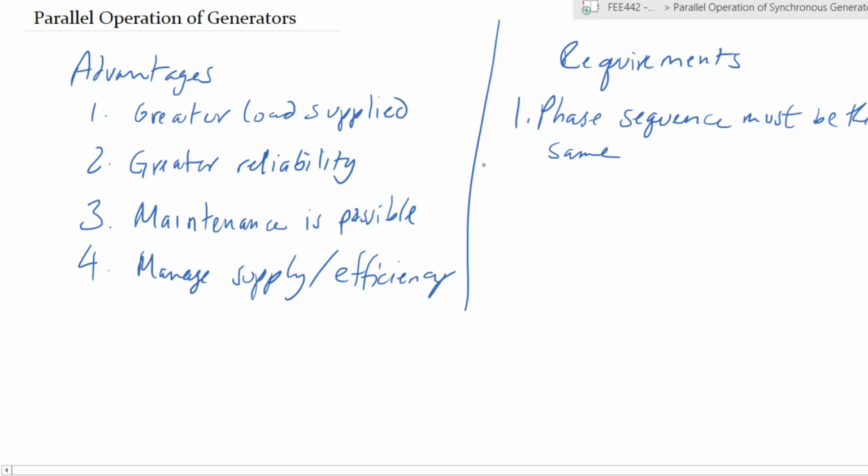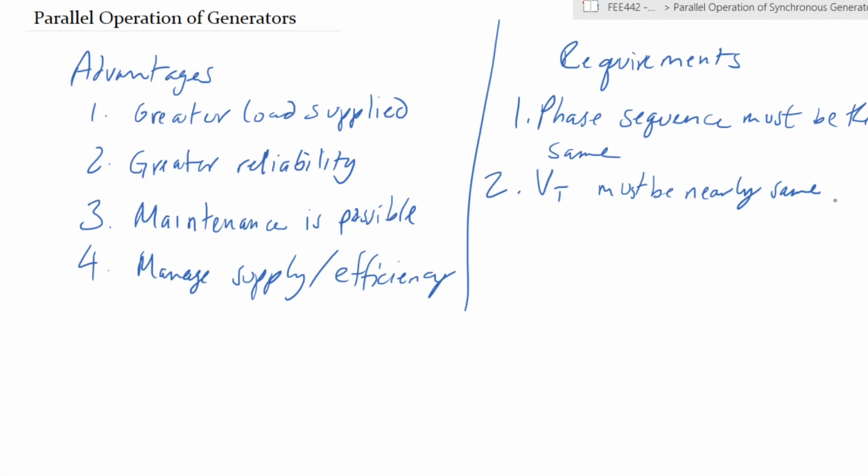Secondly, terminal voltage must be nearly the same. If the system voltage is 11 kV, your generator should be operating at close to that. This will allow it to match up with the system when it actually joins.